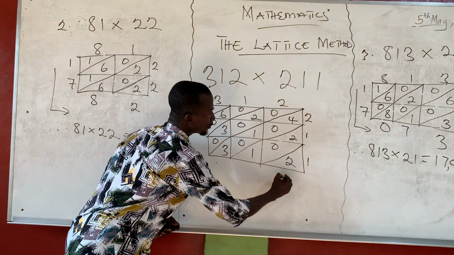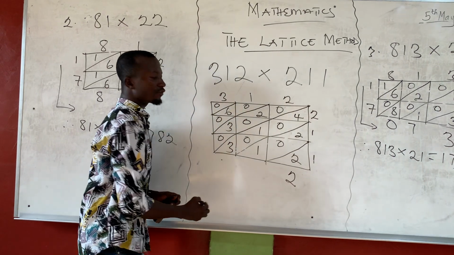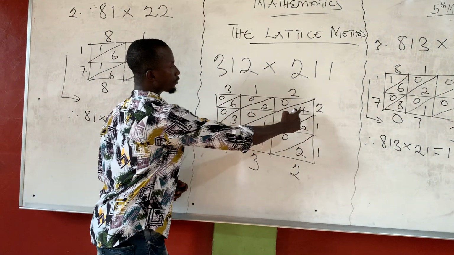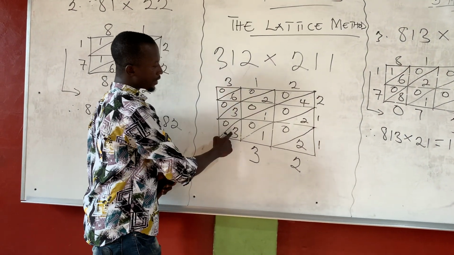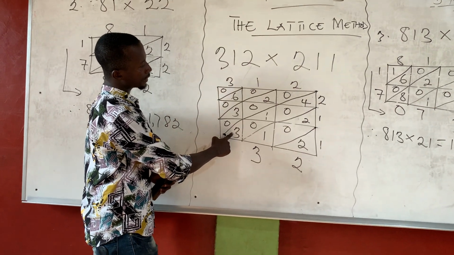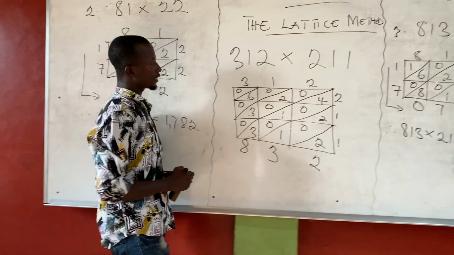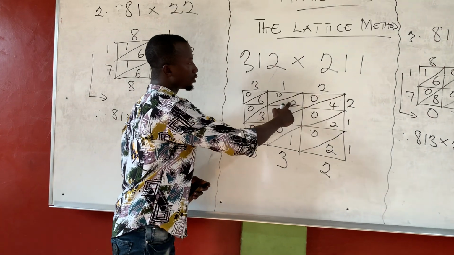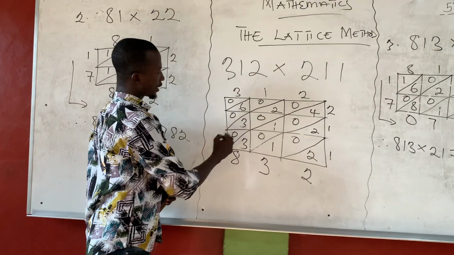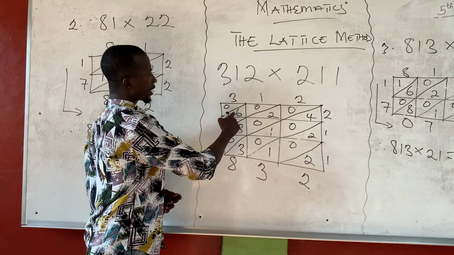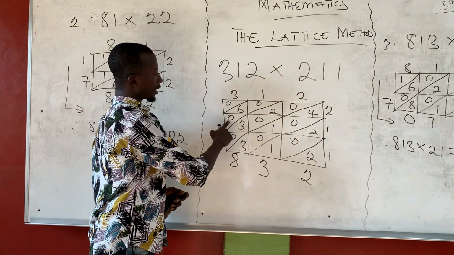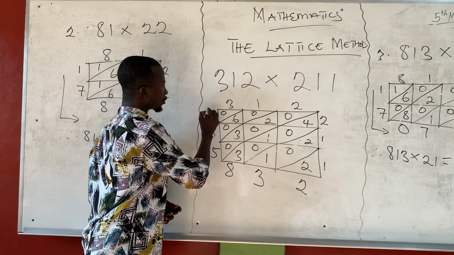We have 2. We have 2 plus 1, that is giving us 3. We have 4 plus 1, that is 5. Plus 3, that is giving us 8. You write your 8 here. We have 0 plus 2, that is 2 plus 3, that is 5. We have 0 plus 6, we have plus 0, so this is giving us 6, and this is 0.